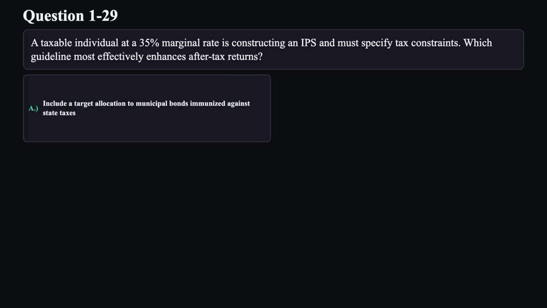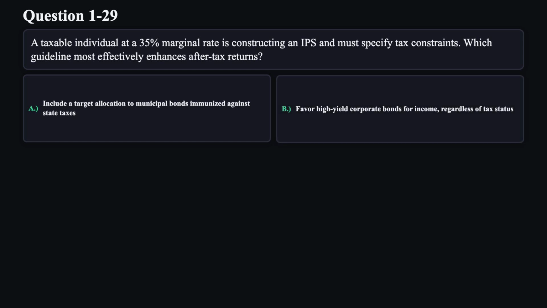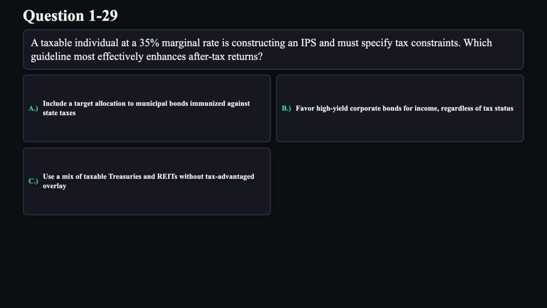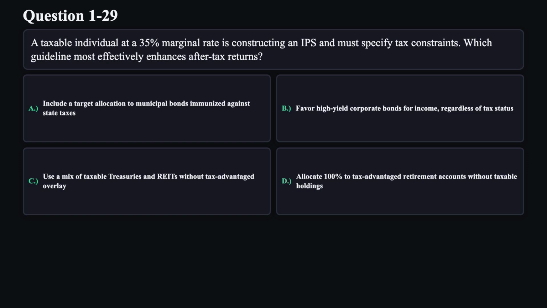A. Include a target allocation to municipal bonds immunized against state taxes. B. Favor high-yield corporate bonds for income, regardless of tax status. C. Use a mix of taxable treasuries and REITs without tax-advantaged overlay. D. Allocate 100% to tax-advantaged retirement accounts without taxable holdings.